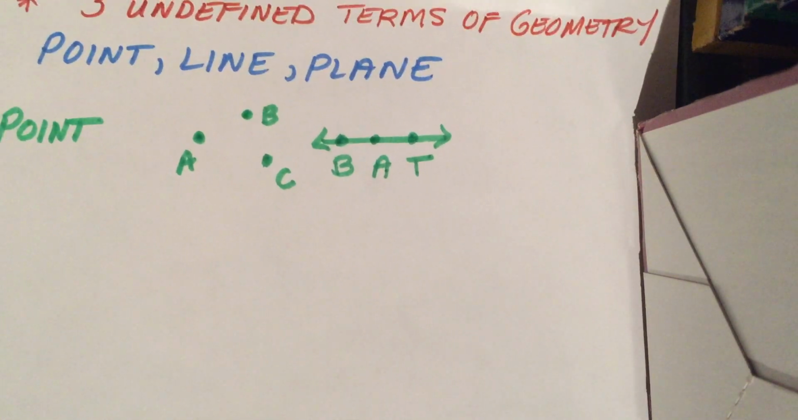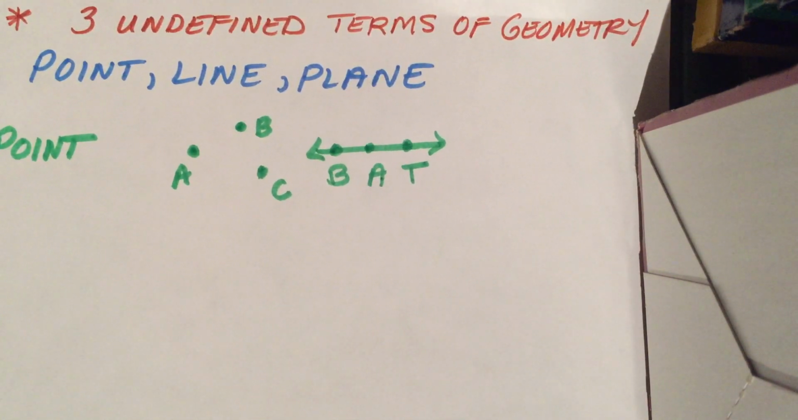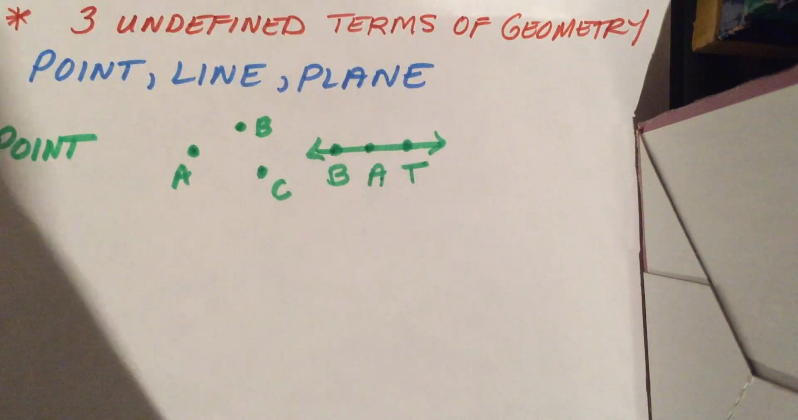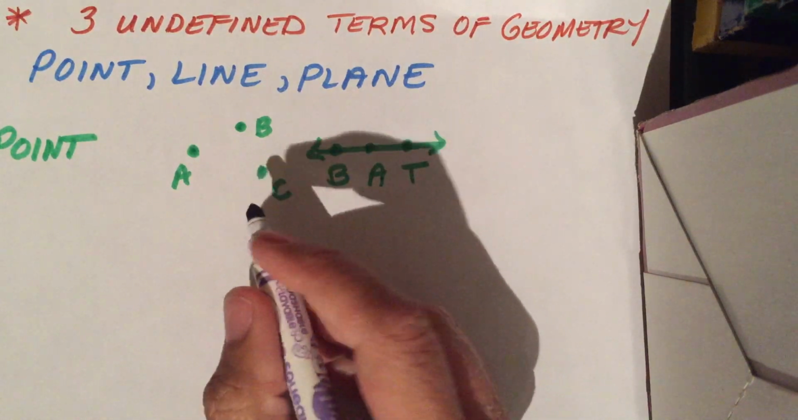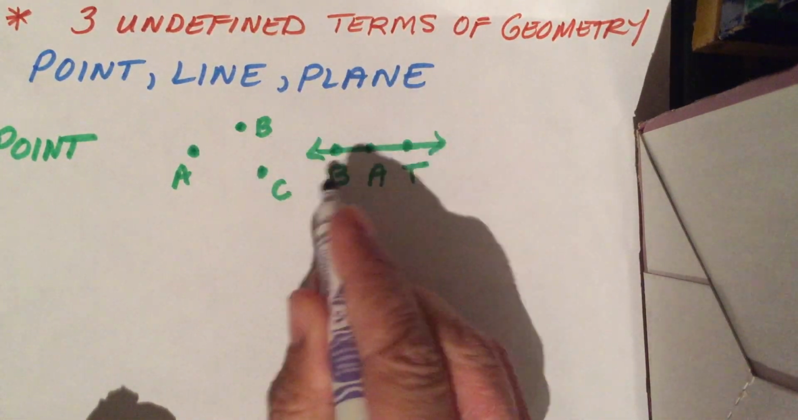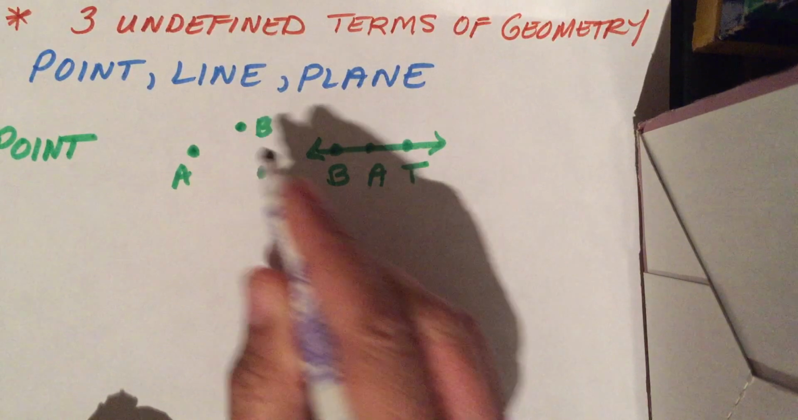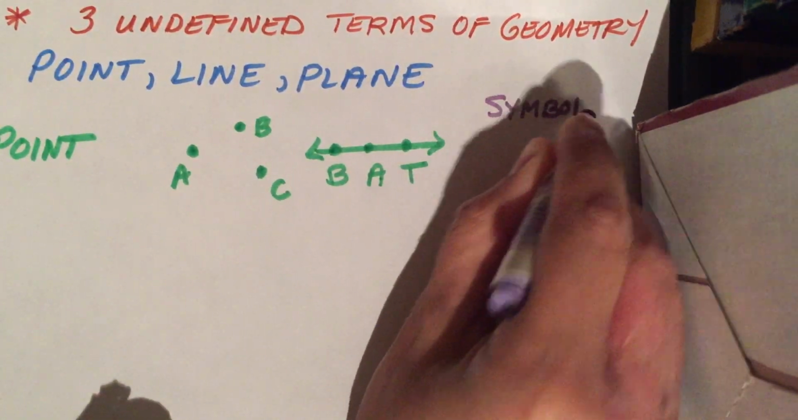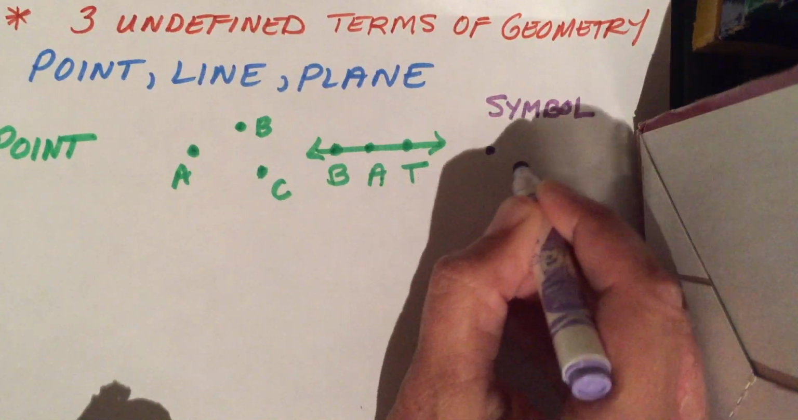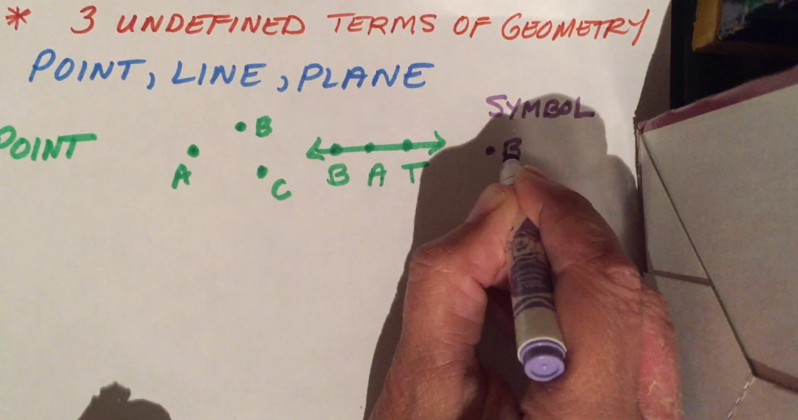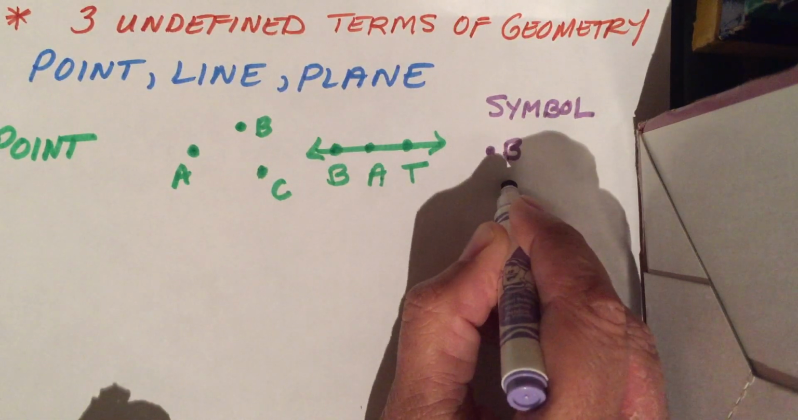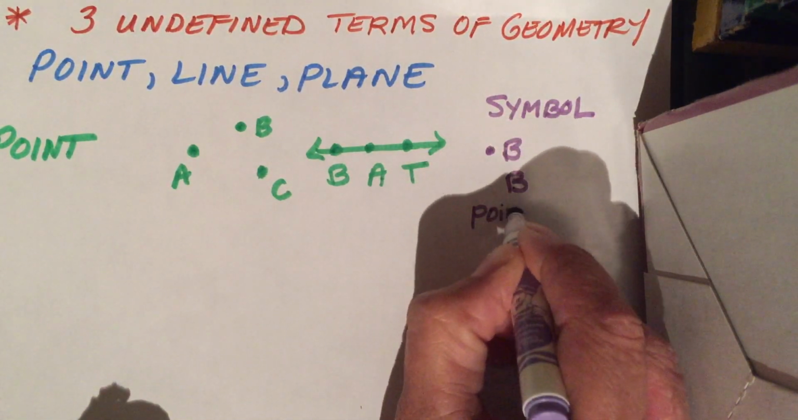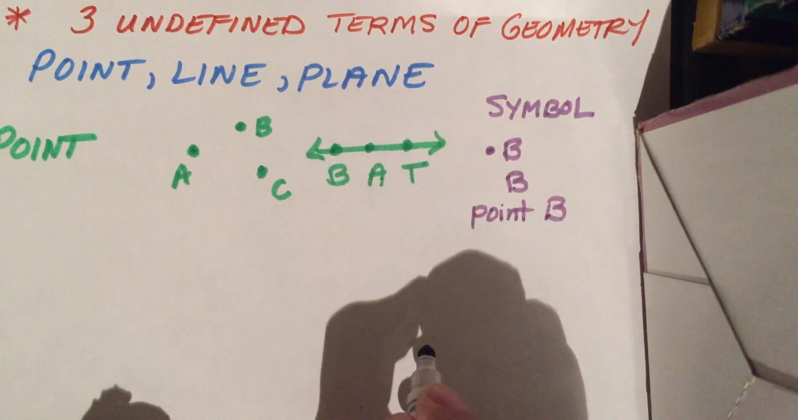Now for the points, there's a certain way that you can represent the point with a symbol. And the symbol for point is you pick that point. So let's say I pick any of these points here. Let's say I pick point B. For my symbol, point B will just be dot B, or I can just call it B, or I can write it as point B.